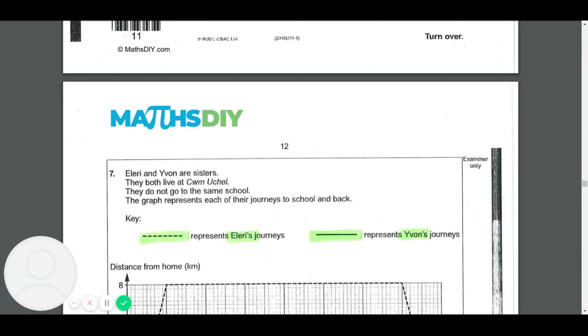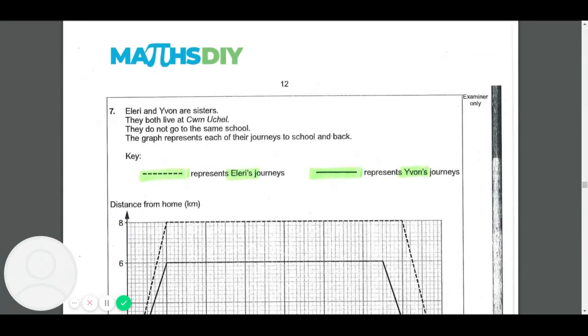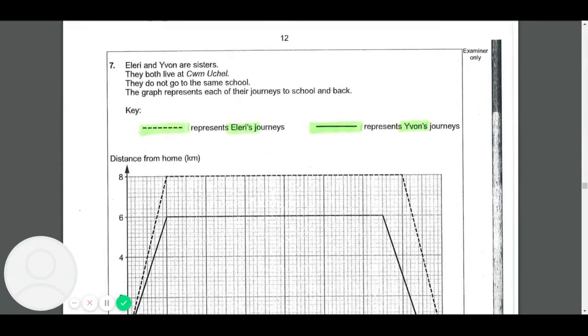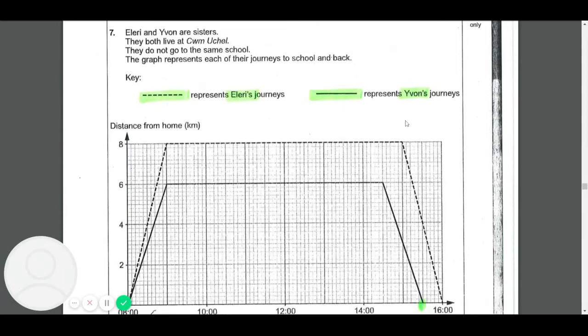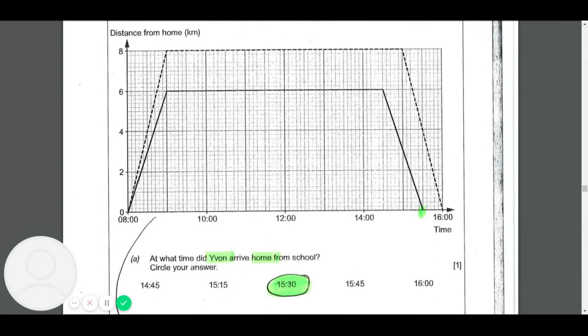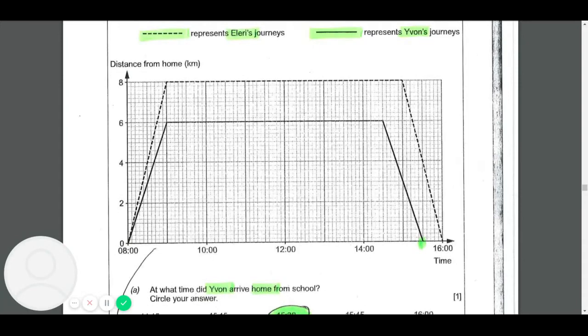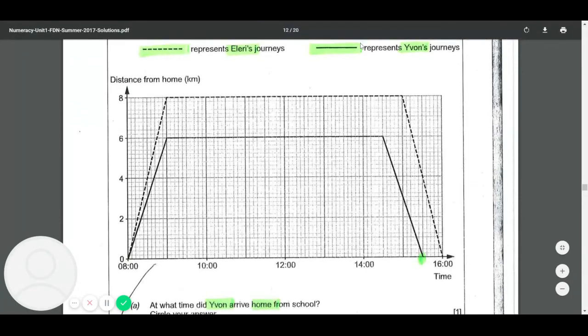They both live in Cumbernauld, and they do not go to the same school. And we've got a graph that represents their journeys to school and back. We've got the dotted line for Larry and the straight line for Yvonne. What time did Yvonne arrive home? So Yvonne is the straight line. Down here, okay, it's before 4 o'clock.